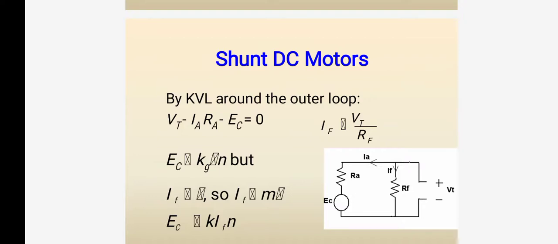Now the shunt DC motor, by Kirchhoff's voltage law around the outer loop. You can see the equivalent circuit on the right-hand side of your slide. Vt − Ia Ra − Ec = 0. If = Vt/Rf. So Ec = Kg φ n, but If is directly proportional to the flux, so φ = m If. Therefore Ec = K If n.